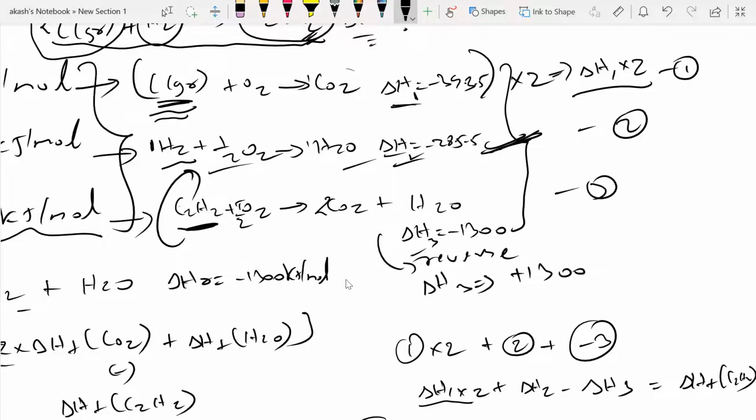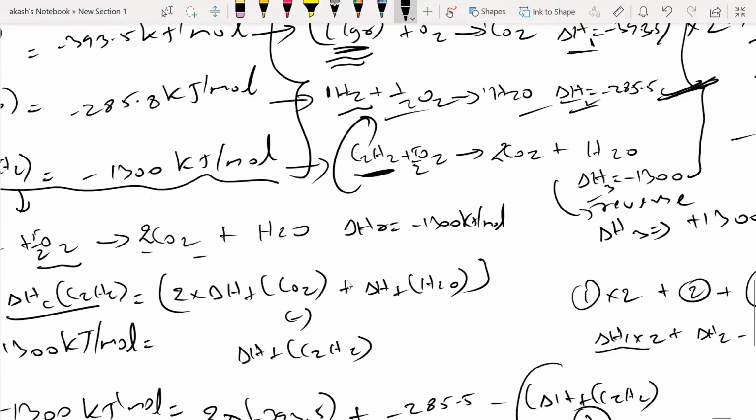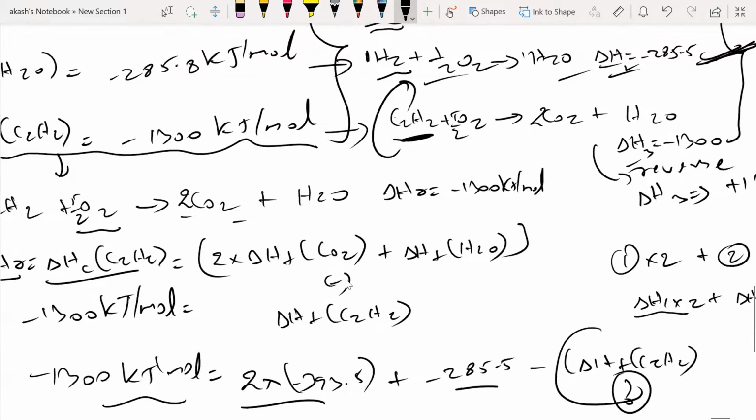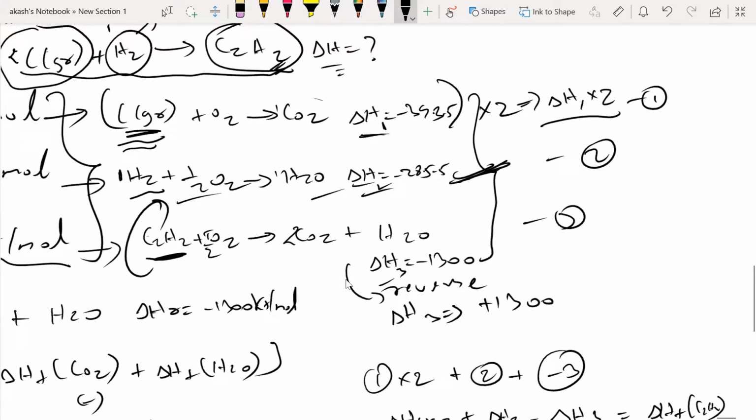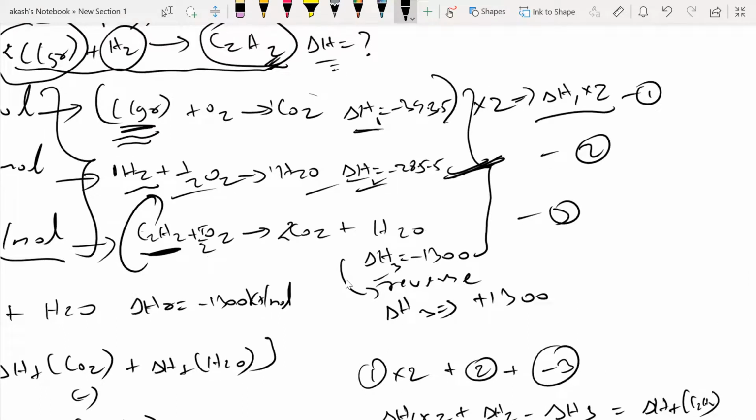So, 2 methods. Obviously, the first method was a little shorter way, but this one also sometimes helps. Maybe in this reaction it is not going to help you, but in some other reaction, this might be the only way out, and you have to do this.